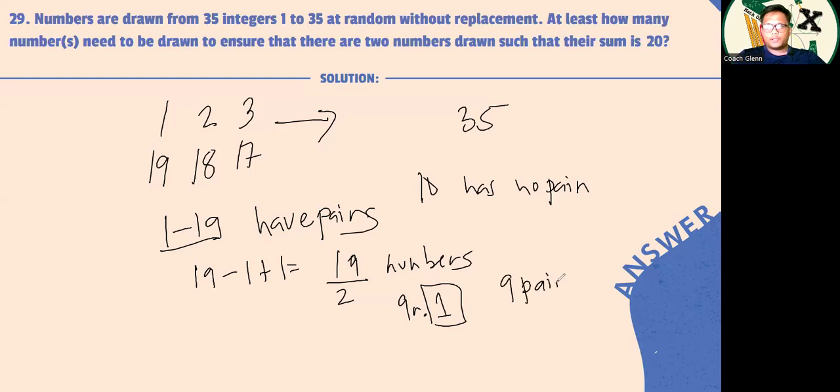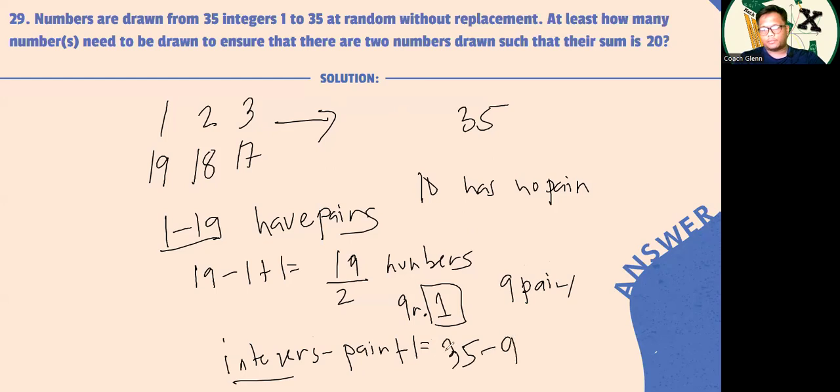Now, to solve for the worst case scenario, all you need to do is take 35, which is the number of integers, minus pairs plus 1. So the number of integers is 35. Next, the number of pairs is 9, so we have 35 minus 9 plus 1. So that should be equal to 36 minus 9, or 27. So that means we need at least 27 numbers to be drawn.